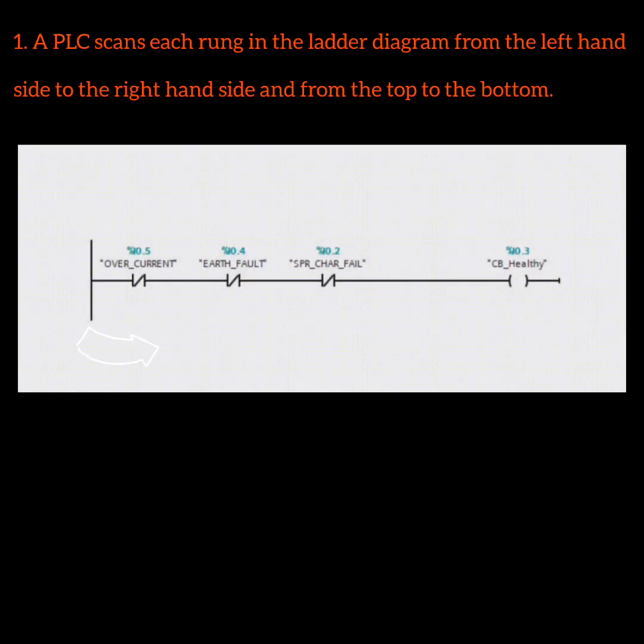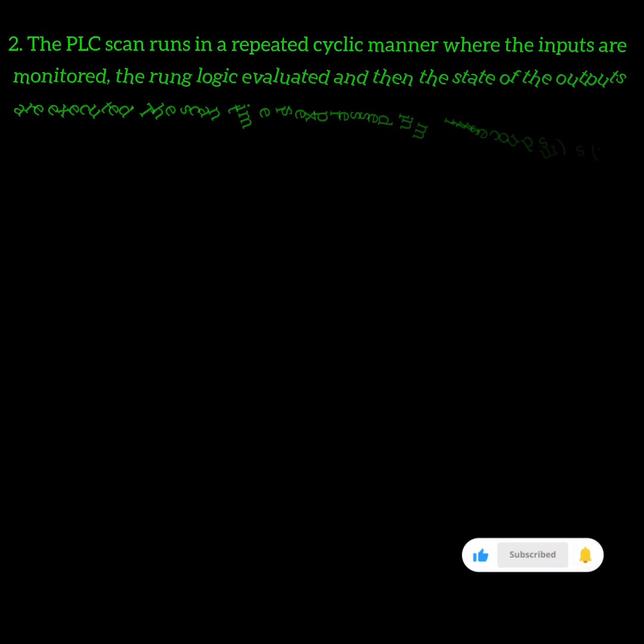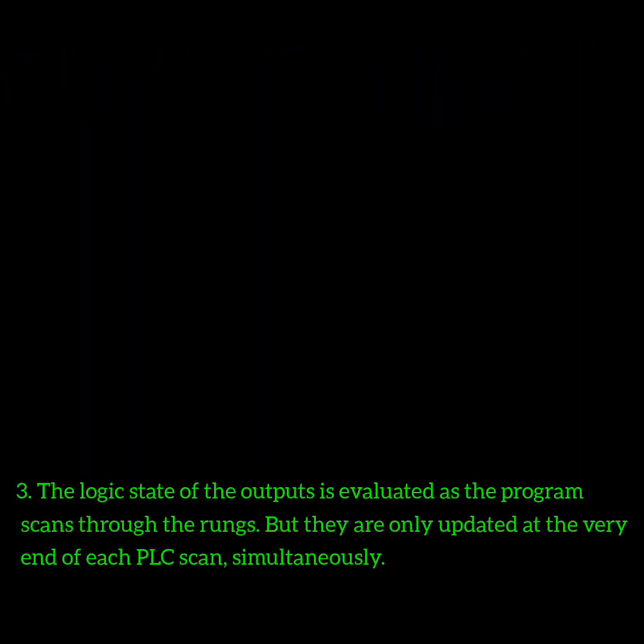1. A PLC scans each rung in the ladder diagram from the left-hand side to the right-hand side and from the top to the bottom. 2. The PLC scan runs in a repeated cyclic manner where the inputs are monitored, the rung logic evaluated, and then the state of the outputs are executed. The scan time is expressed in milliseconds, ms.